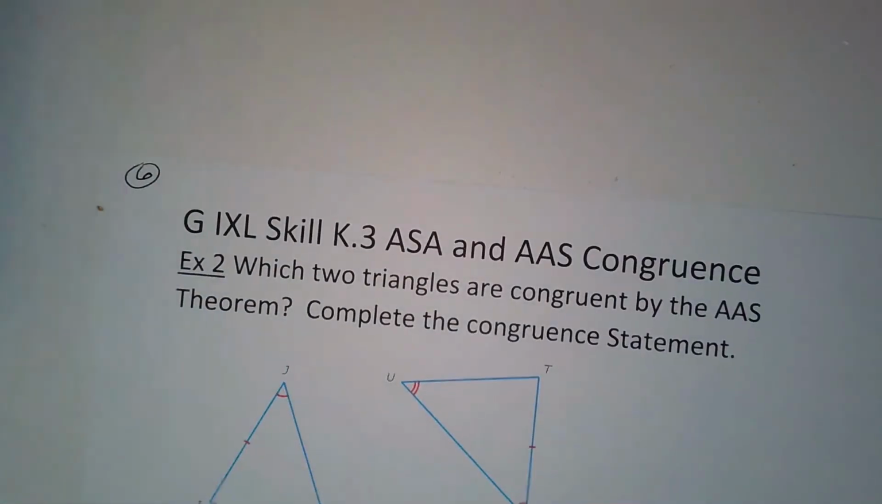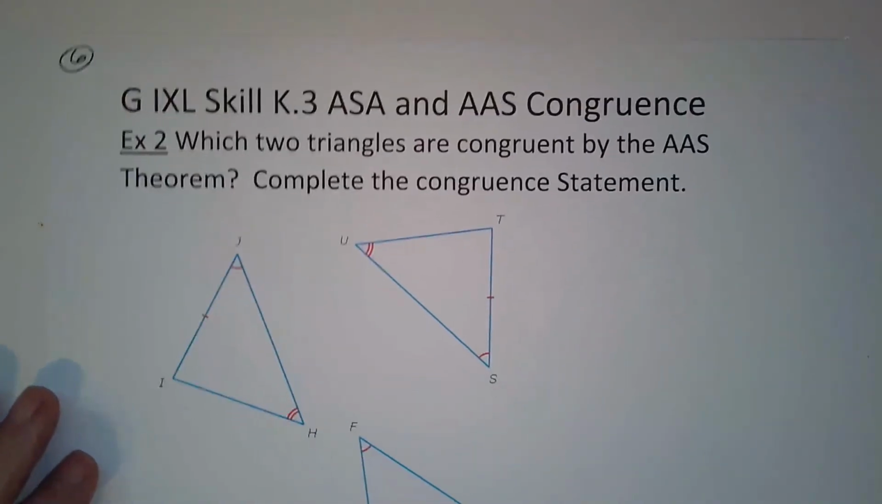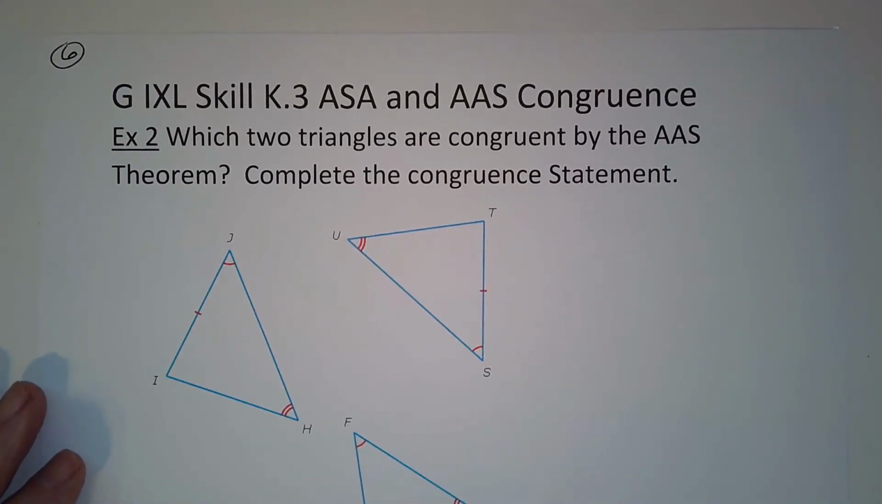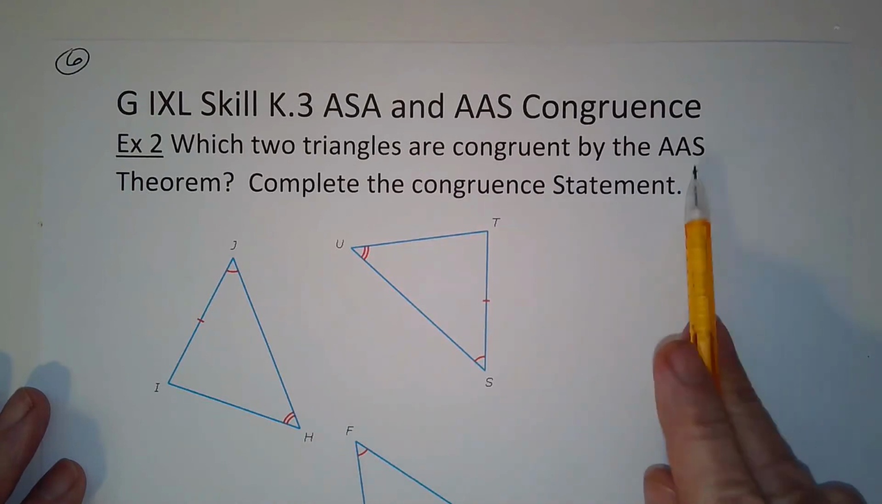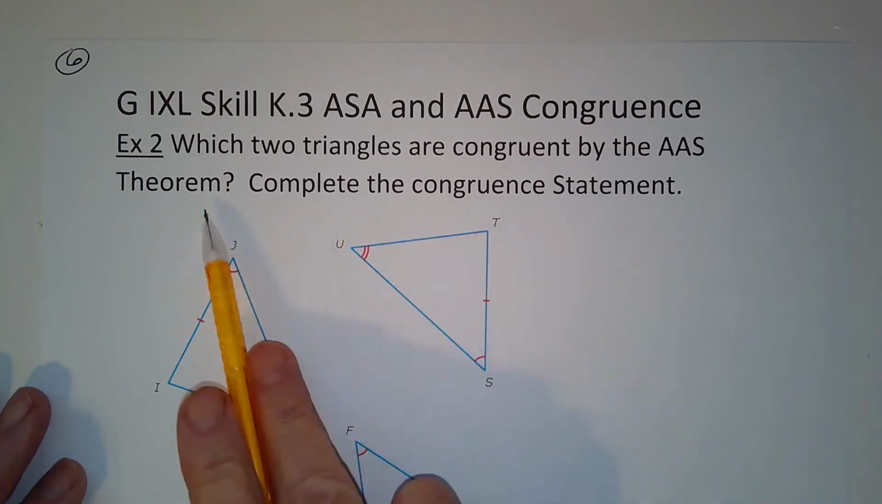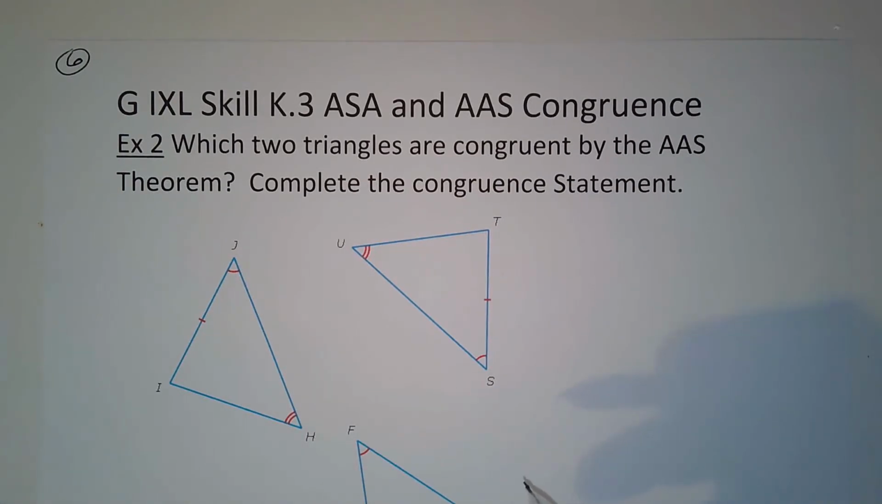So we have one more congruence statement to go over, and this one I'm going to keep it simple. We're going to do the work kind of together. This is which two triangles are congruent by the angle-angle-side congruence theorem. And so then we're going to complete the congruence statement here. So we've already gone through the basics as to how you step through proving what you need to know. We already know what the theorem is.